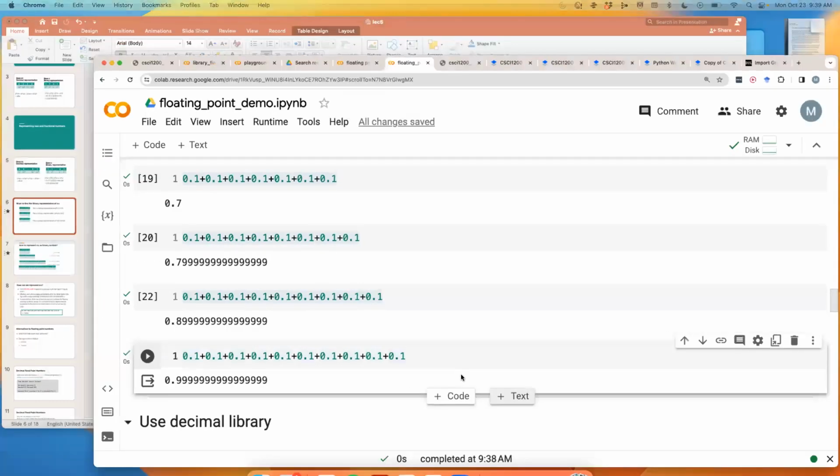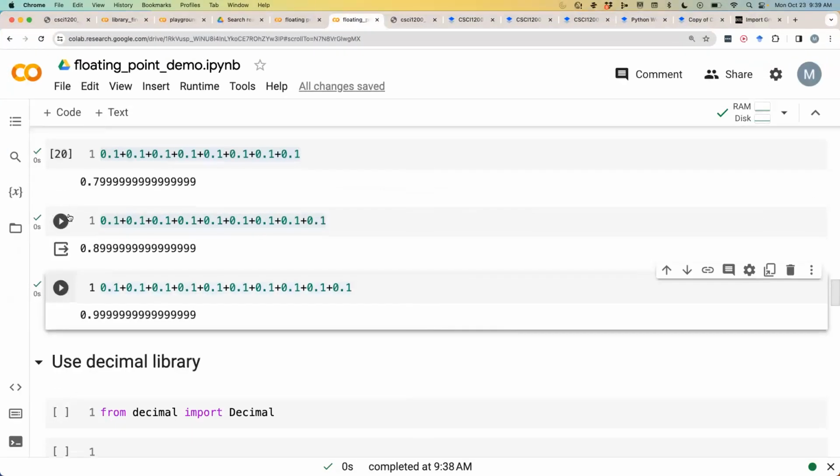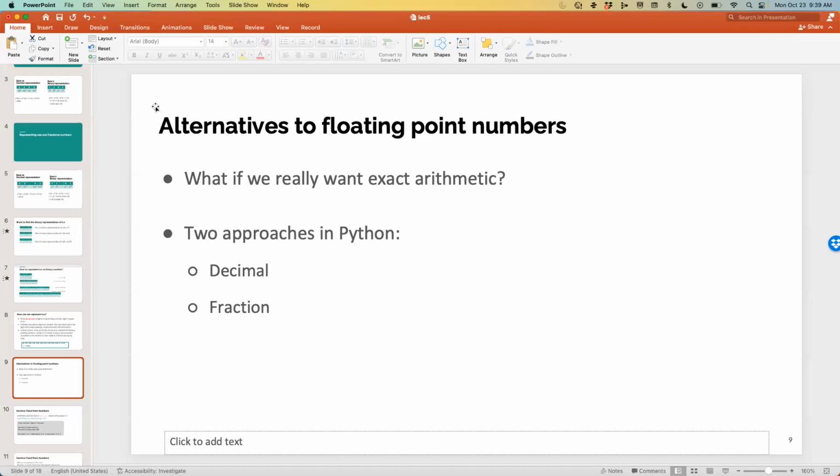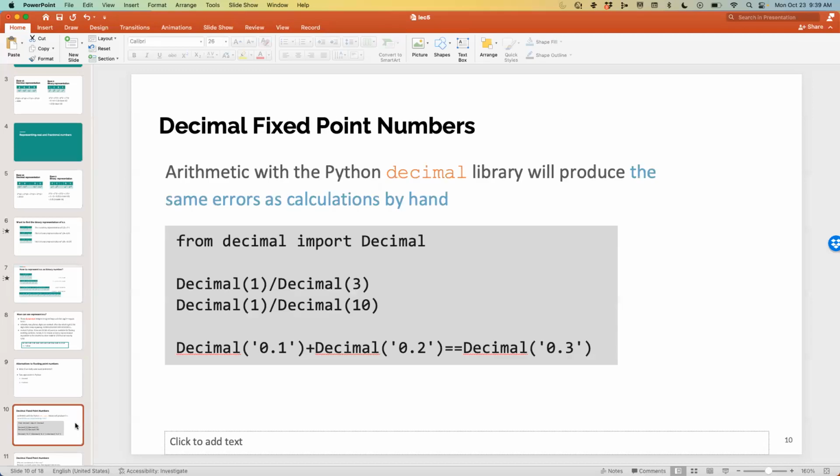Now, what if we want to represent it precisely? Okay, what are the approaches that we can do if we want to represent it precisely? Now, there are many approaches. In Python, for example, there are 2 libraries. One is called decimal and one is called fractions. And we will just look at decimal.